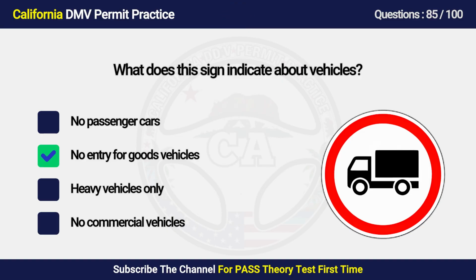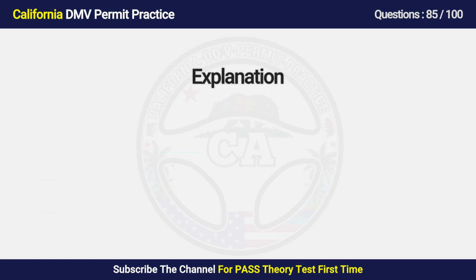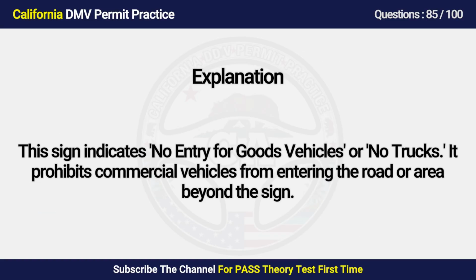Answer is B. No entry for goods vehicles. This sign indicates no entry for goods vehicles or no trucks. It prohibits commercial vehicles from entering the road or area beyond the sign.